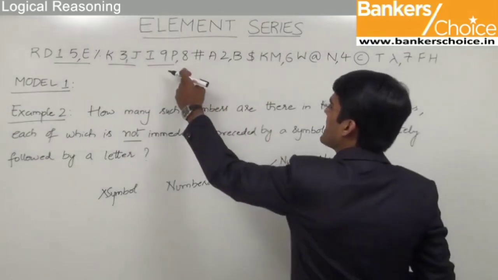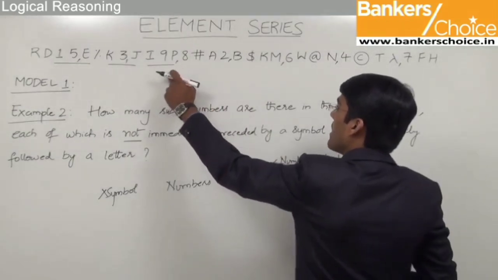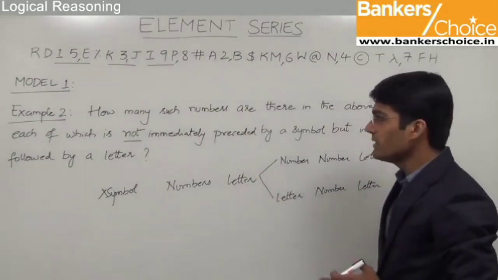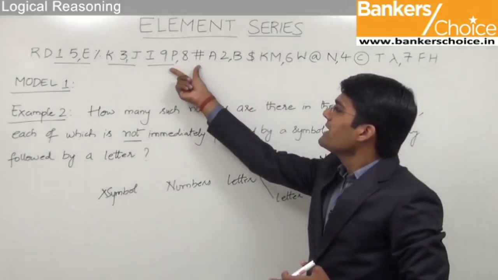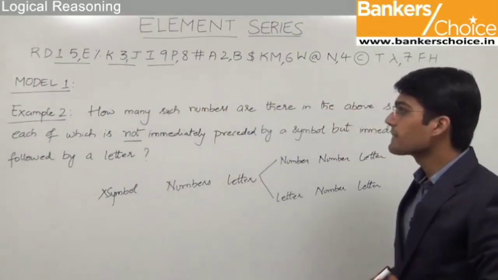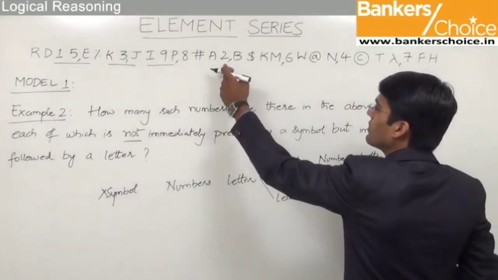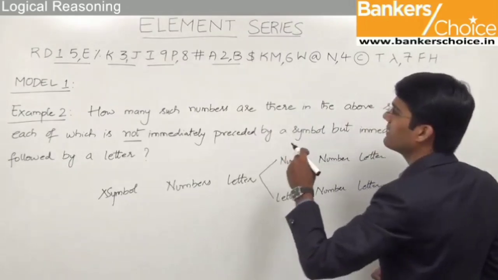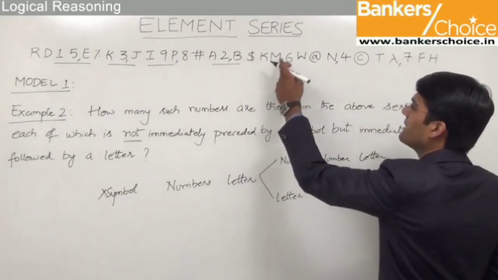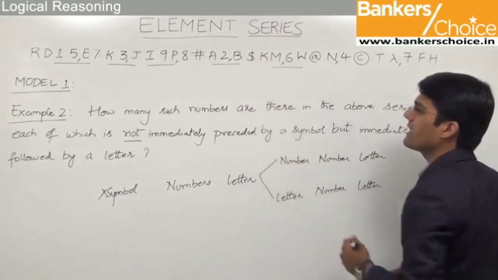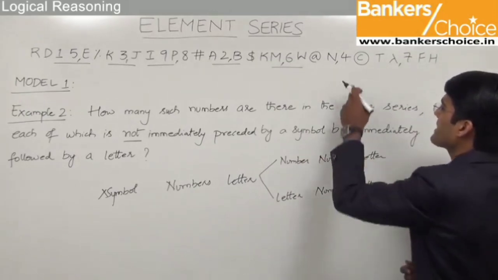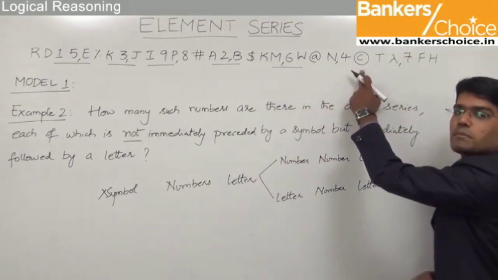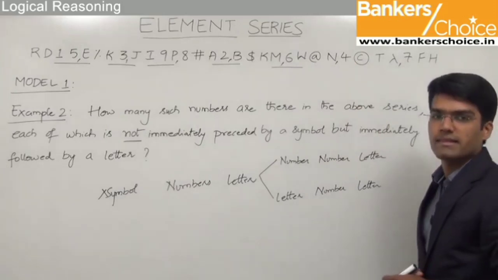The next number is 8, which is preceded by a letter but followed by a symbol. As symbol should not take the third position, P8 symbol cannot be taken as the correct case. The next number here is 2, which is preceded by letter and followed by letter. So this is a correct triplet. The next is 6, preceded by letter and followed by letter. So this again can be taken as a correct set. And the next number is 4, which is preceded by letter but again followed by symbol. So this cannot be treated as the correct set.